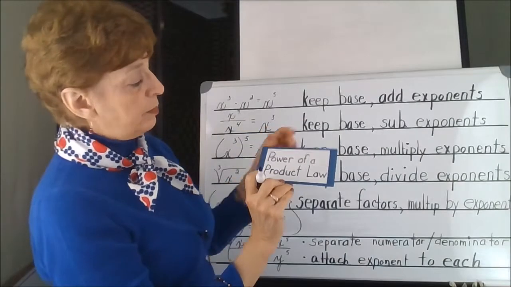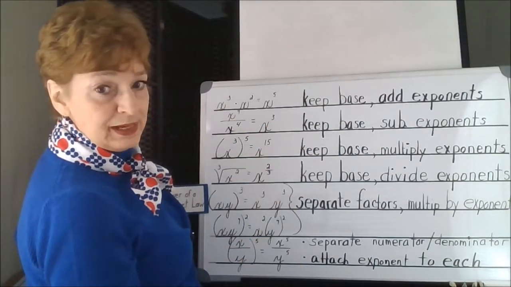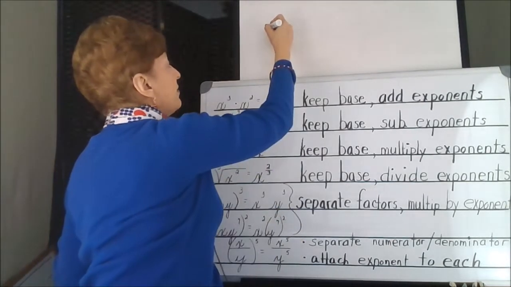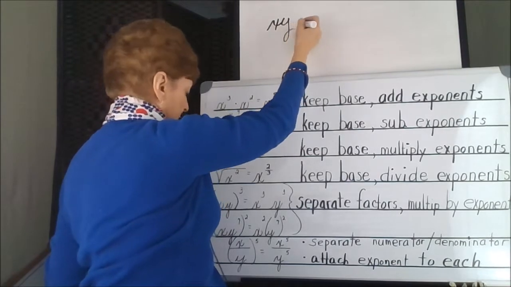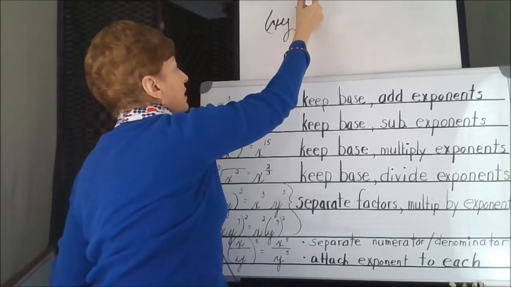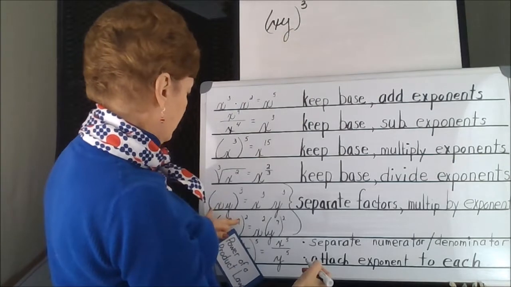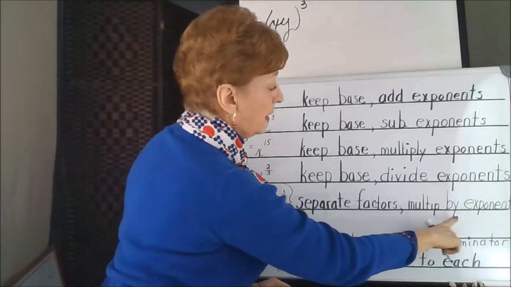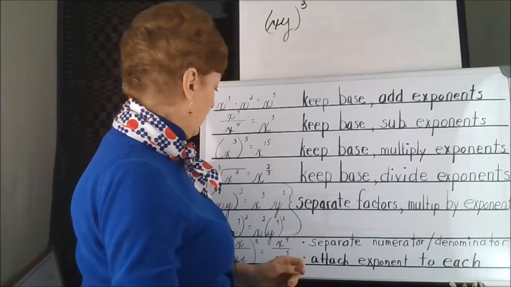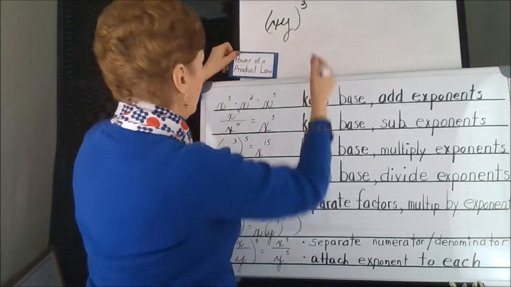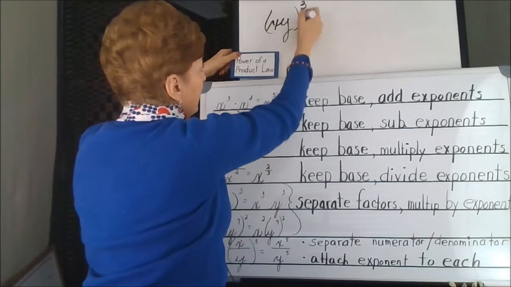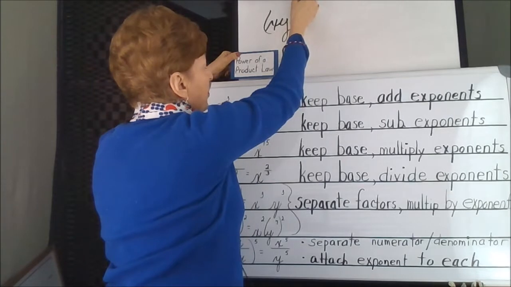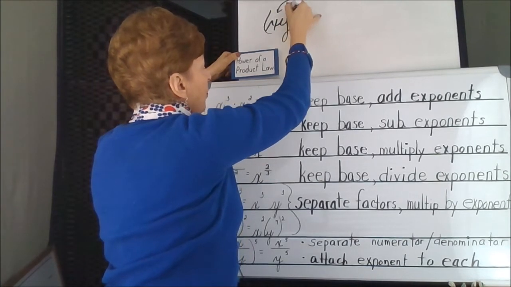A power of a product law, that would be this one right here. If we have xy with a 3, (xy)^3, we can separate the factors and then multiply by the exponent. So here in this particular case, we've got the parenthesis around both the x and the y. So the 3 is used with both of those terms.